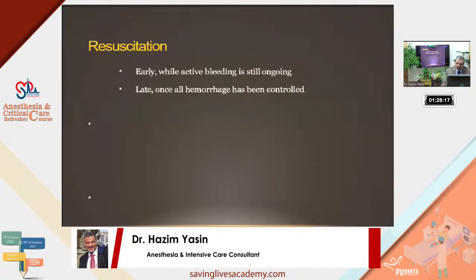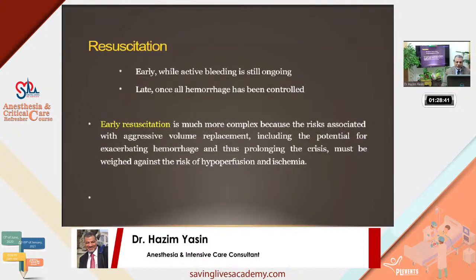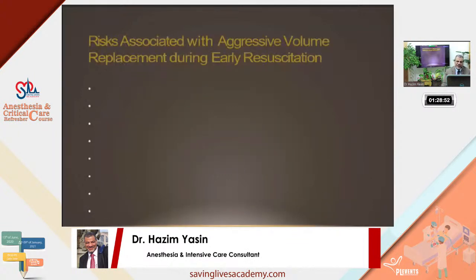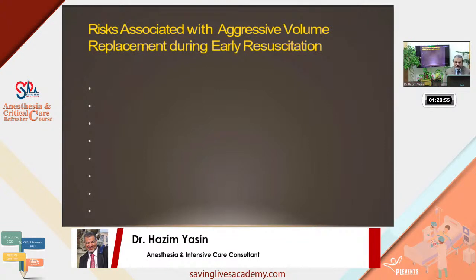Resuscitation early and late. Early while the active bleeding by 1 liter crystalloid, then O negative blood until the blood bank prepare the cross-matched blood, and late by the control of bleeding. How can we control the bleeding? By life-saving surgeries. Early resuscitation can be done either pre-hospital or in the ED, and late resuscitation can be done in the OR and in the post-operative time in the ICU.